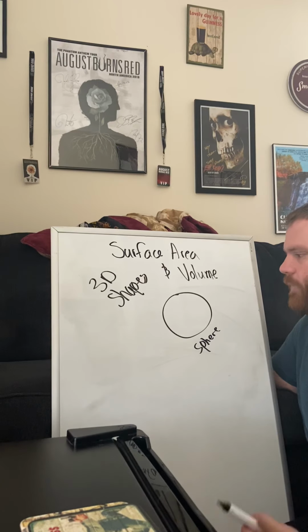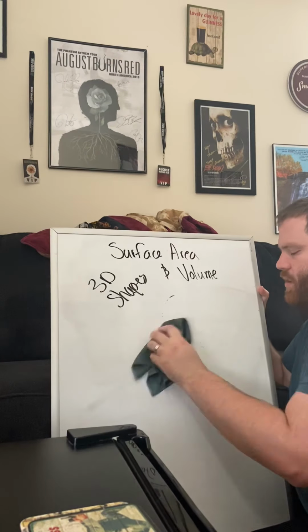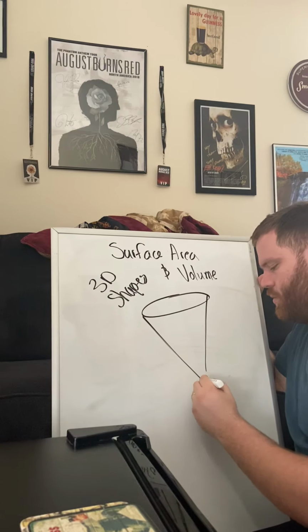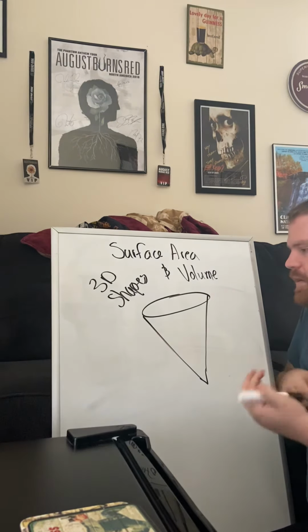Another shape we would talk about would be a cone. Cone, something we hold ice cream in. A cone kind of has two-dimensional shapes within it. So we kind of have a triangle right here, and we have a circle. These are things just to remember as we move on. So this would be a cone.